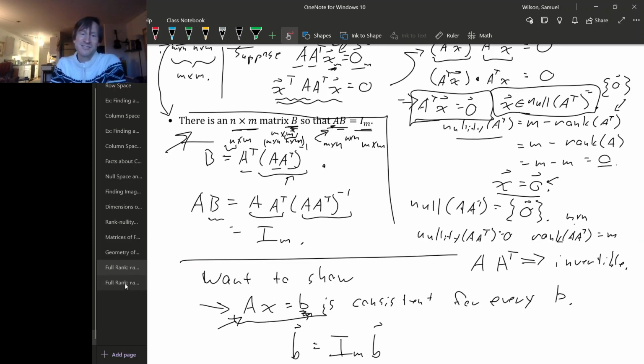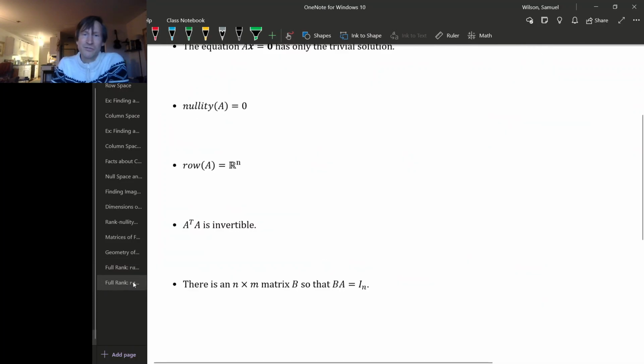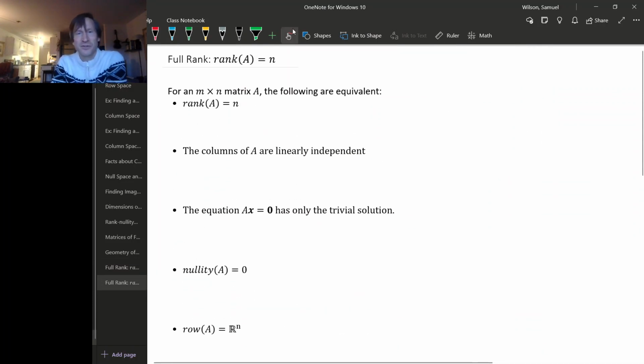All right, well now let's do the same thing for full rank the other way. So the second flavor of being full rank is full rank because your rank is equal to the number of columns. So let's suppose that your rank is equal to the number of columns. We want to show that this means the columns of A are linearly independent. Well, this implication both ways is the same as it was for the case with rank of A being M.